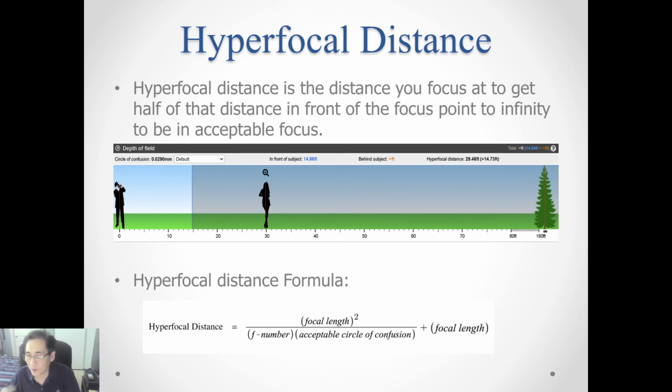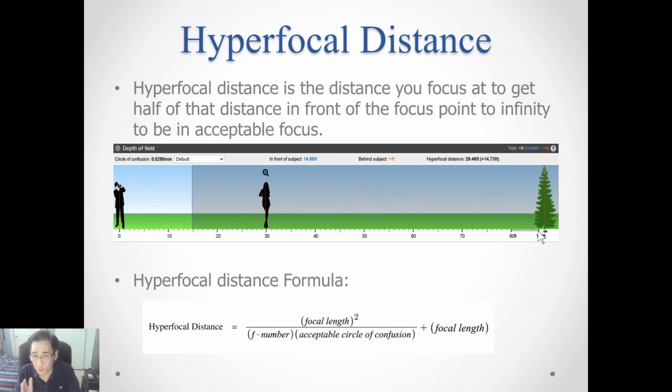Okay, you see this picture here? So you focus at 30 feet, which is the hyperfocal distance, right? 29.46. You focus here. 15 feet away from you will be in focus, all the way to infinity. So if you know what the hyperfocal distance is, and if you can focus there, you know that everything from half of the distance between you and the subject, and everything behind it, is going to be in acceptable focus. So that's really useful to know.